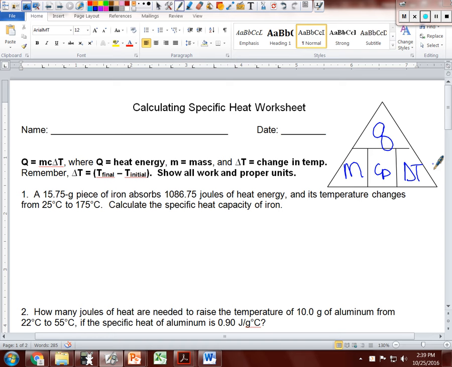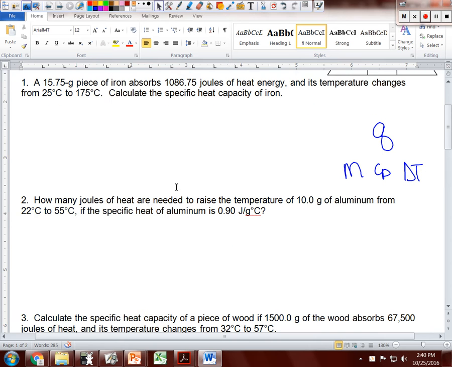Very good. Now, what are the units for Q? Which is joules. M is grams. CP we'll talk about in a second, and then delta T is which temperature? Either one, doesn't matter. All right, so let's look at question number 1. It says a 15.75 gram piece of iron absorbs that many joules of heat energy, and its temperature changes from 25 to 175. Calculate the specific heat capacity of iron. So what are we looking for? What's the question? What variable? Okay, we're looking for specific heat.